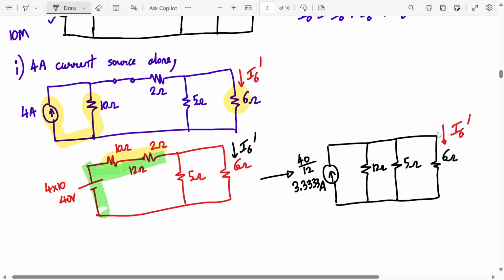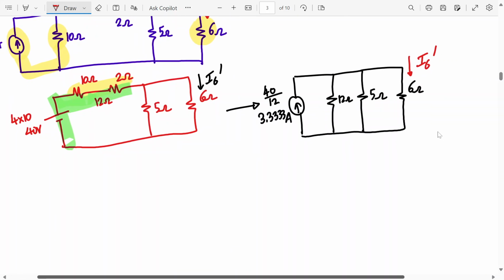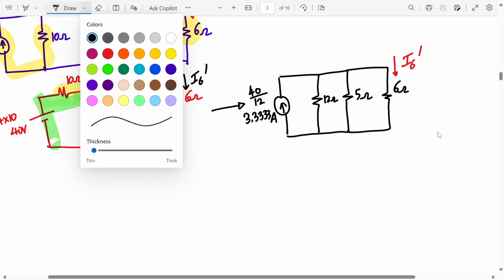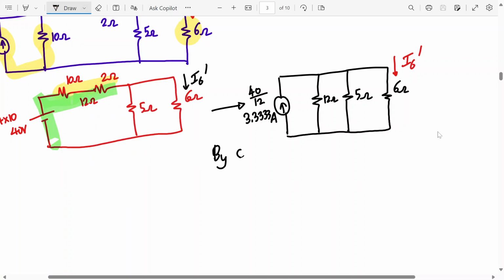I6 dash. Is there any technique we can solve it directly now? Yes, there is a technique. What is it? By current division rule. So, I6 dash will be the other resistances, 12 plus 5, divided by total resistance, 12 plus 5 plus 6, into the current source.